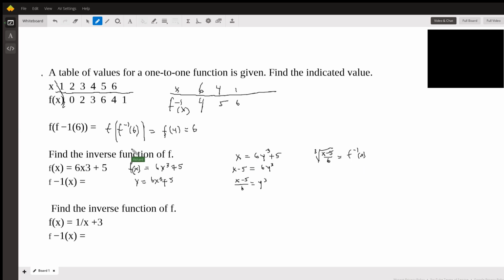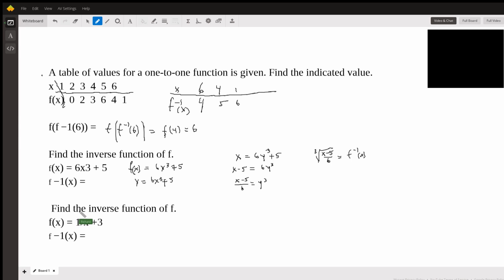We couldn't use this method up top because we didn't have an expression for the function. We didn't have an equation for the function. Right? But here we're given the expression 6x cubed plus 5, and we can use that to find an expression for the inverse, which is what they're asking for here in this line.